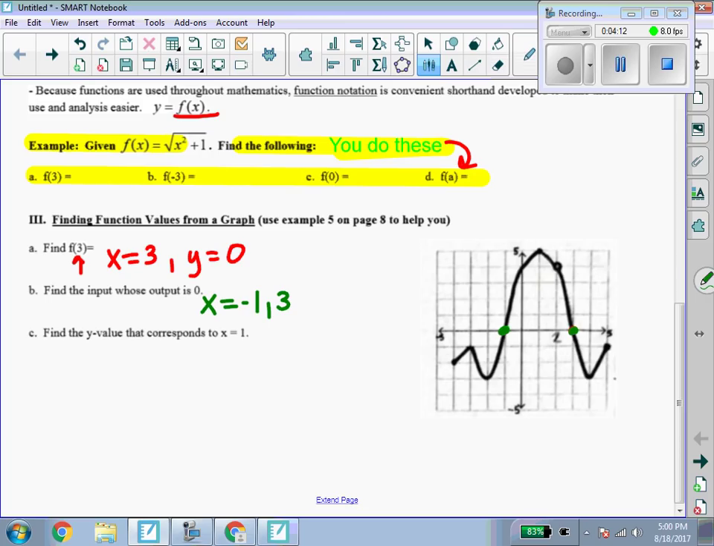Then it says find the y value that corresponds to an x value of 1. So again, I'm going to go to my graph. I'm going to look at the x value of 1, which would be here, and then right up there is the y value. So the y value of y is equal to 5.